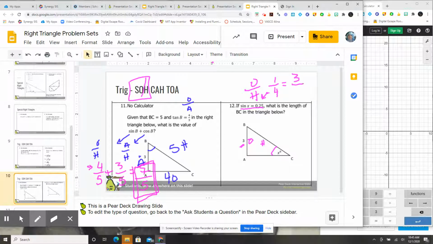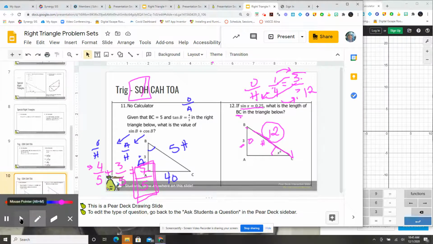So if I put a 3 here, what does my H need to be? Well, 1 times 3 is 3, and 4 times 3 is 12. Or if you cross multiply, 4 times 3 equals 1x. So any which way, this is going to be 12. The length of BC, oh, and that's my answer. Look at that. Love it when a plan comes together.